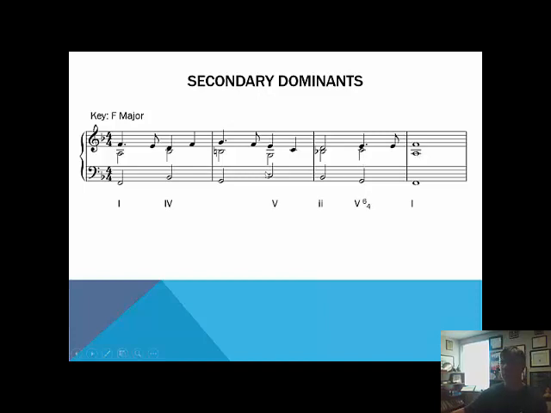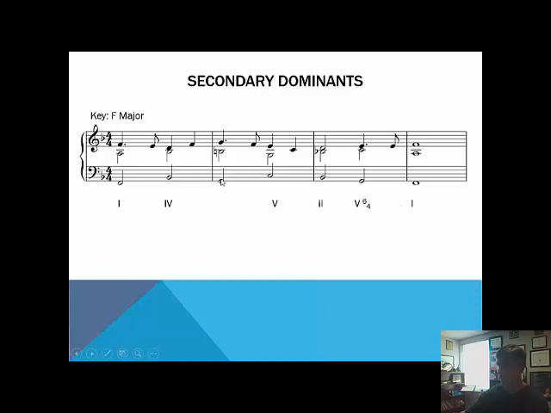And if you take the time to analyze the chords that do not have accidentals, they're pretty simple. You've got a 4 chord here on the 3rd pulse of the 1st measure. You've got a 5 chord here on the 3rd pulse of the 2nd measure, a 2 chord, a 5 in an inversion, and then back to a 1.